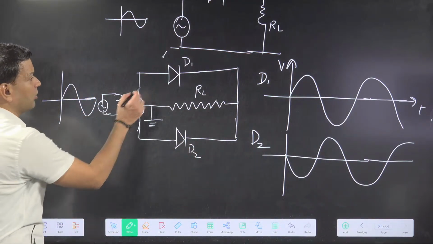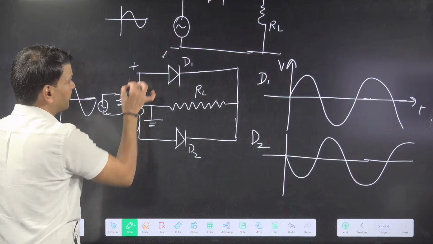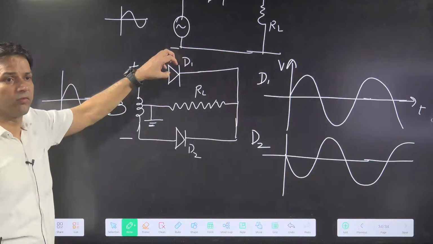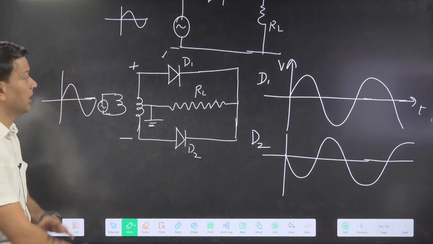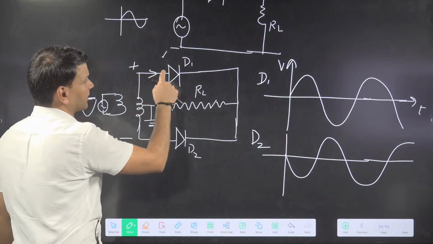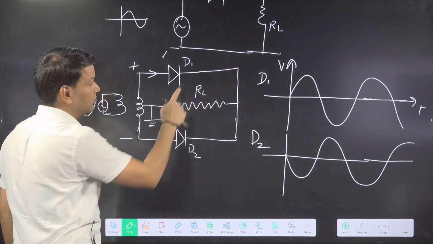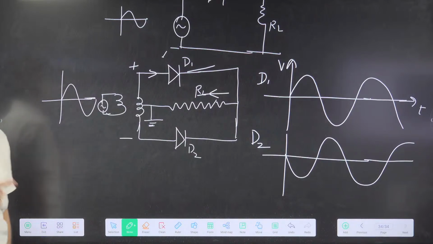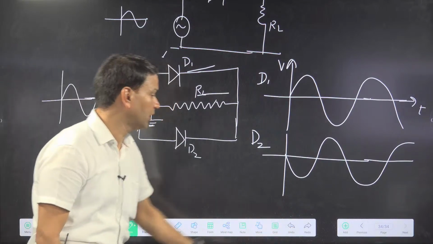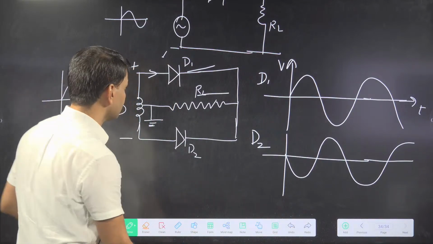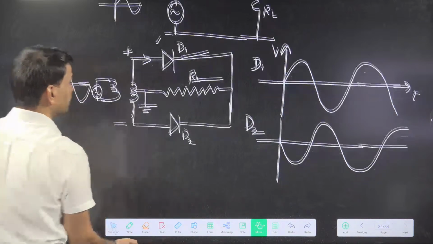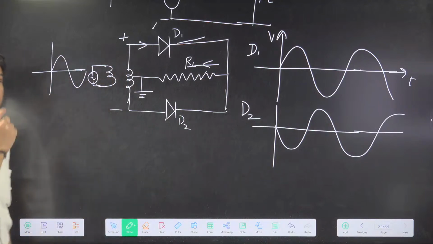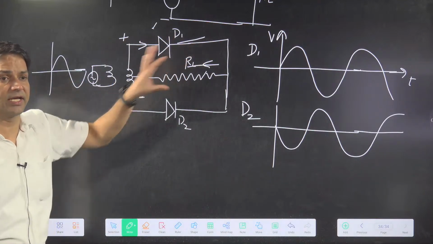Now, when D1 is receiving the positive cycle, this is the positive, this is the negative. That means D1 will be in forward bias, D2 will be in reverse bias. Now, what will happen? Current will conduct through the D1, not through the D2. So current will go through the load in this direction. So in the positive half cycle, current flowed due to the D1. Why? D1 conducts the first cycle.